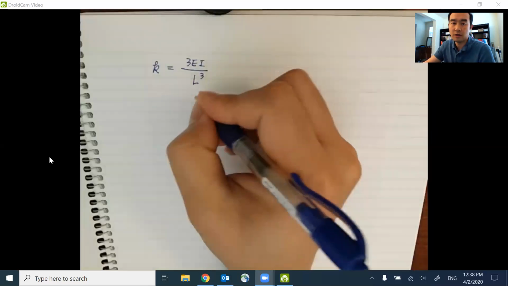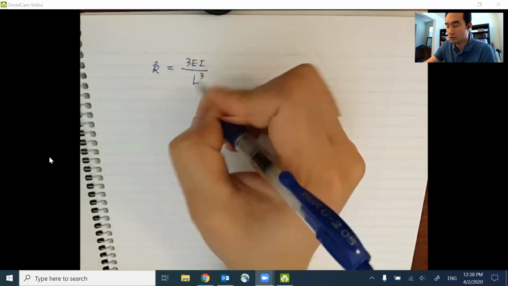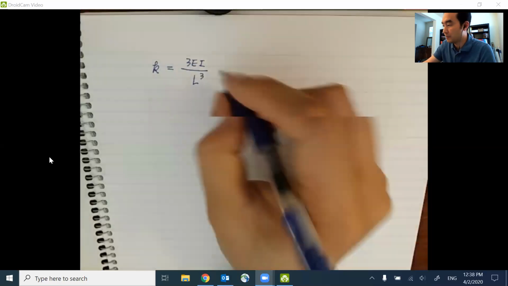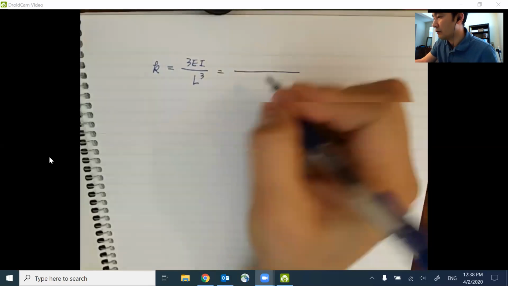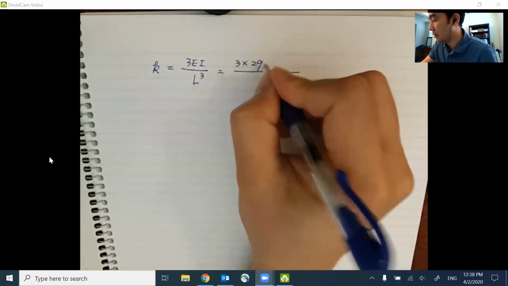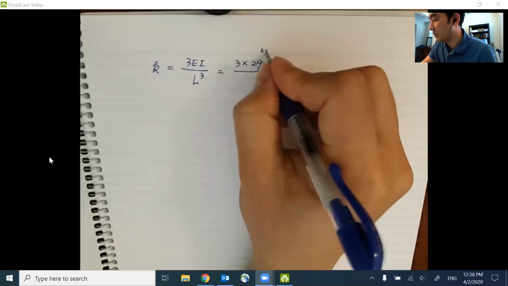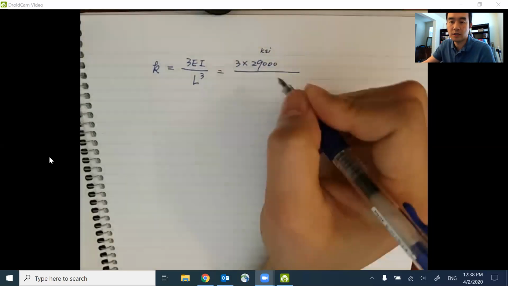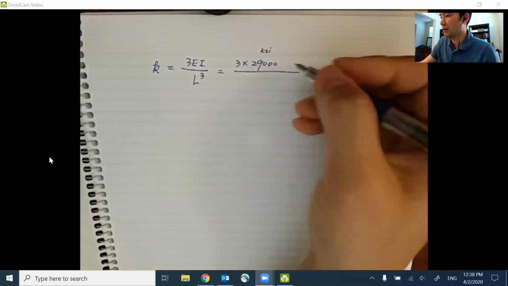So L is going to be the length of your structural member, 3 is a constant, E is Young's modulus, and I is the moment of inertia. So all the information is given in this case. So 3 times 29,000, that is in ksi. I'm going to use everything in kips for the load and inches for the length.